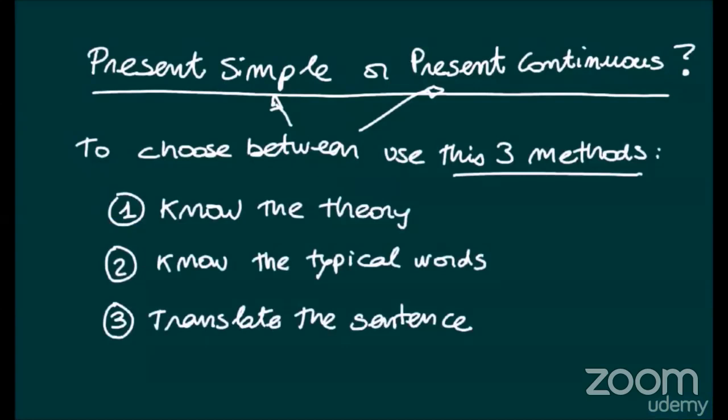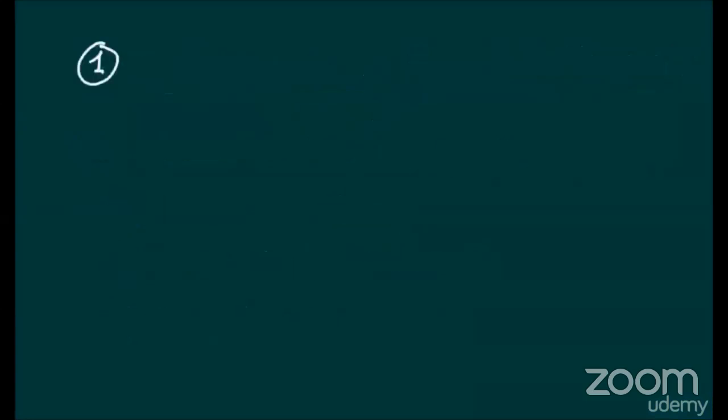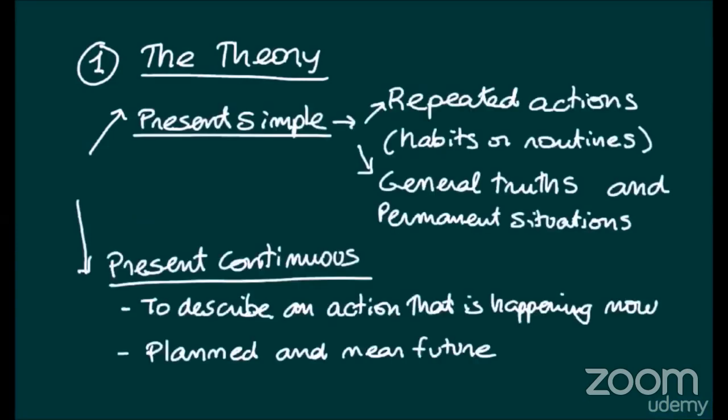In the present simple versus present continuous case, 1. The theory is that we use present simple for repeated actions like habits or routines, to say general truths and permanent situations. We use the present continuous to describe an action that is happening now, or when we are talking about the planned and near future.